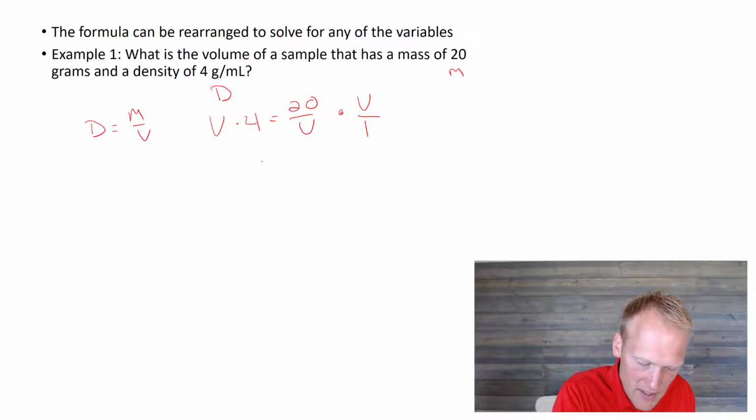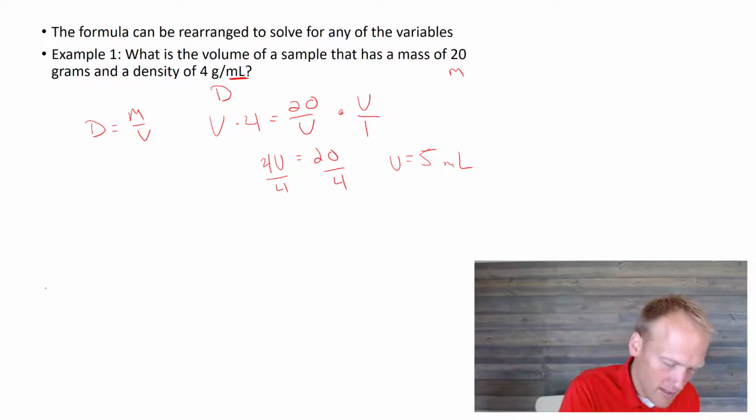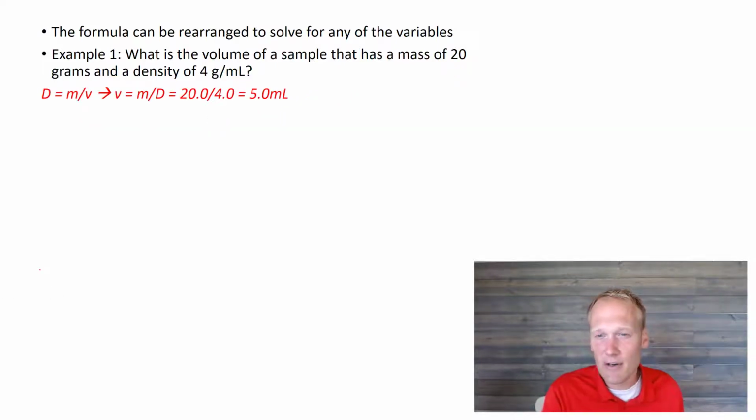And what that'll give you is 4V equals 20. Now we can divide both sides by 4 and see that V is going to equal 5. It's a volume, so that's milliliters, and I get that from my density that was in grams per milliliter. So if we look at the cleaned up version here, you can see the math working out.